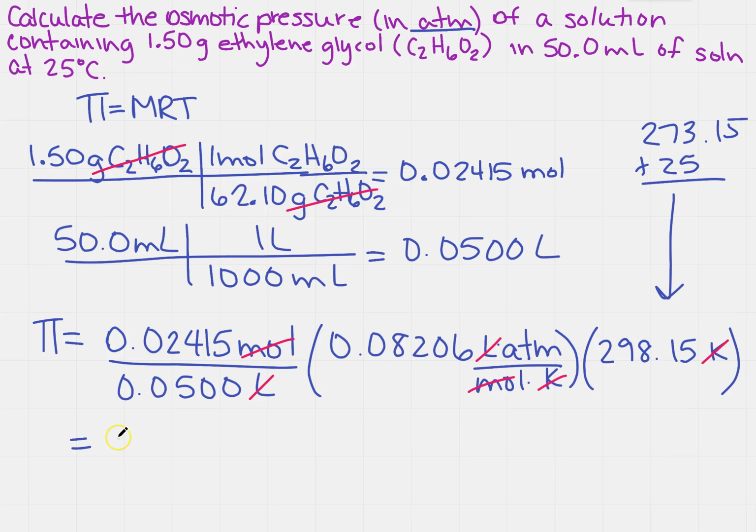Now when I did it on the calculator, I got 11.817169. How many significant figures? Well, I'm going to go back to the original problem. I've got 3, 3. Remember, the temperature's not always a limiting factor, so I've got 3. So this is going to be 11.8 atmospheres.